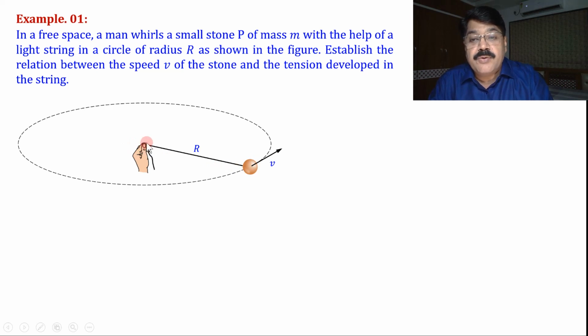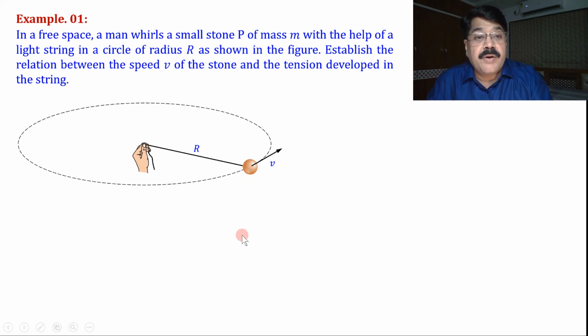Actually, the man holds the string here with the other hand. He makes the string horizontal and imparts this velocity. And in free space, there is no resistance. So this particle will keep on moving on the circular path with constant velocity, and the string will remain horizontal because there is no gravity to pull this stone downward.